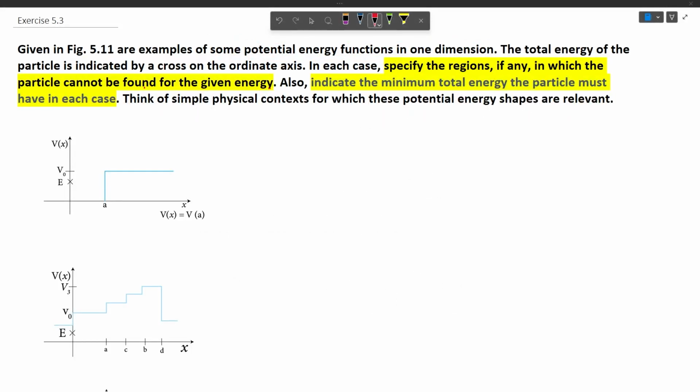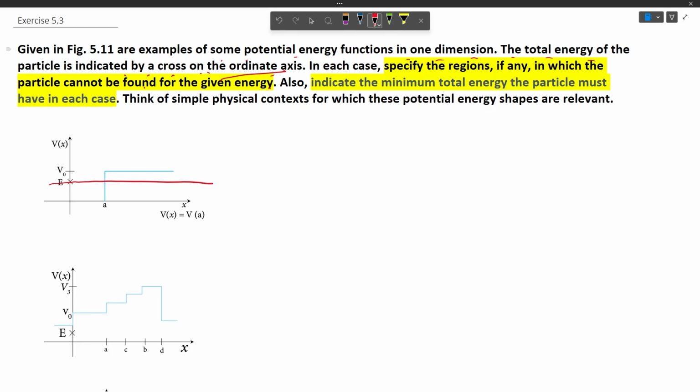The question says that given in figure 5.11 are examples of some potential energy functions in one dimension. The total energy of a particle is indicated by a cross on the ordinate axis. Here the ordinate axis is the y-axis and this is the total energy. Now if we want to see the total energy in this plot, we can simply draw a horizontal line passing through that cross, so we can know for each point what the total energy is. It is easy to visualize.